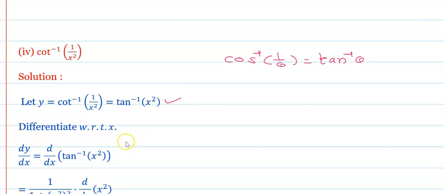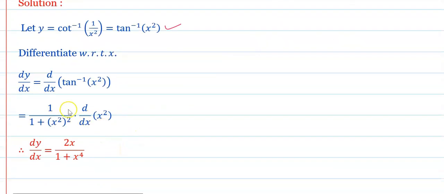Its derivative is d/dx of tan inverse of x² means what? The derivative of tan inverse of theta is 1 upon 1 plus theta². This is again f(x). Therefore, its derivative is 1 upon 1 plus f(x) whole square into the derivative of this f(x), that is the derivative of x², which is 2x. And hence dy by dx is equal to 2x upon 1 plus x raised to 4.